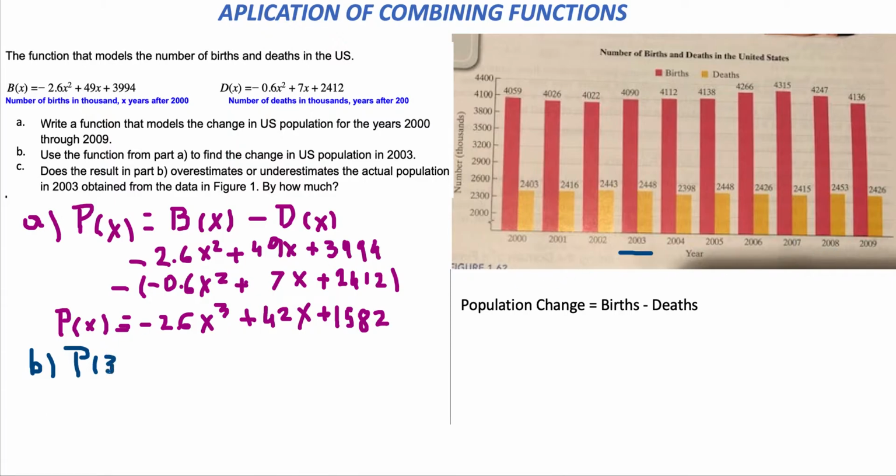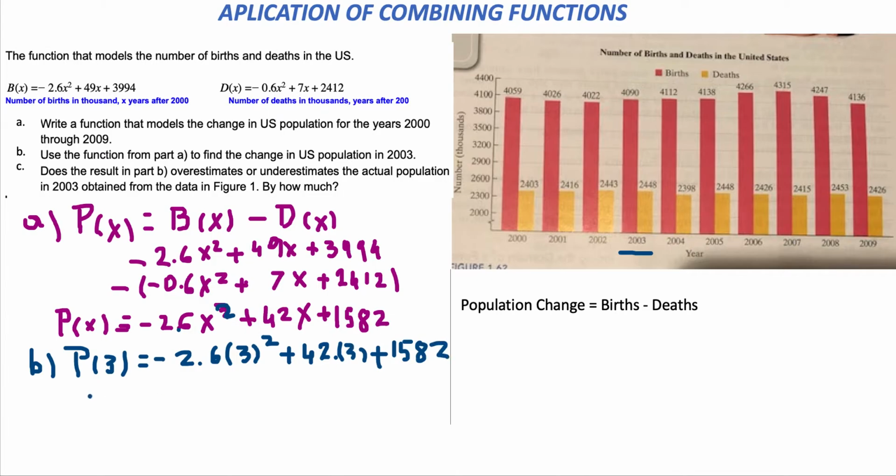For 2003 I will write P of 3 equals minus 2.6x squared, and x is 3, squared, plus 42 times 3, plus 1582. So 1582 is just a constant, so I don't have to multiply it with anything.